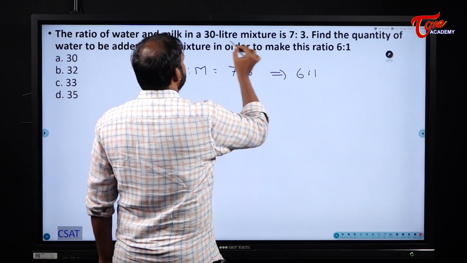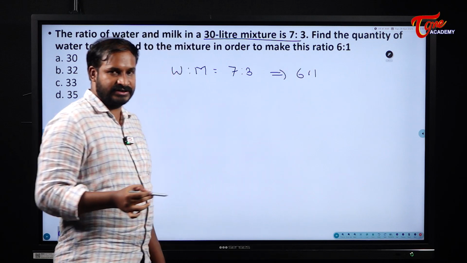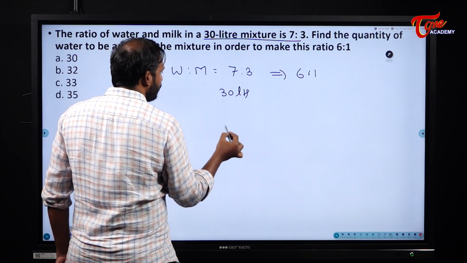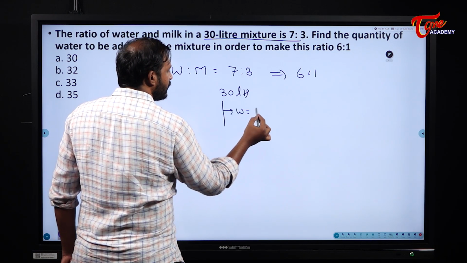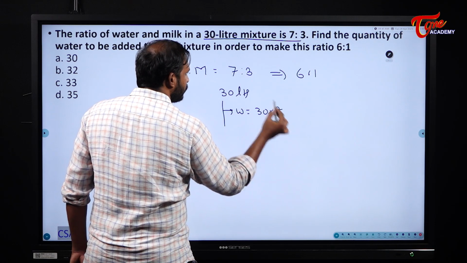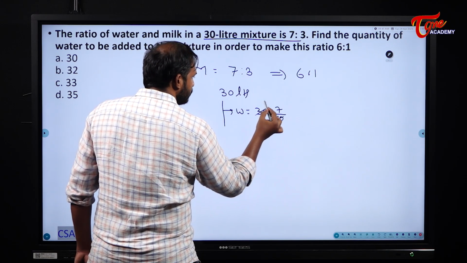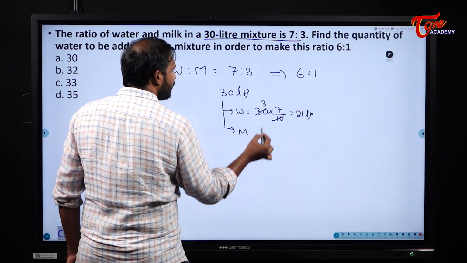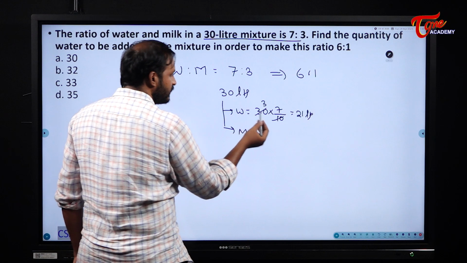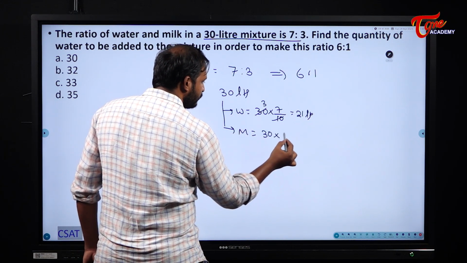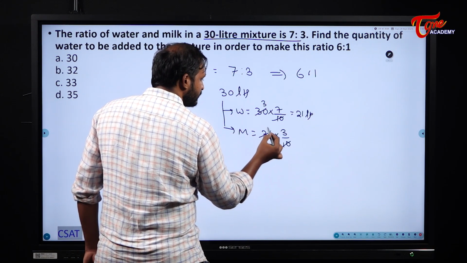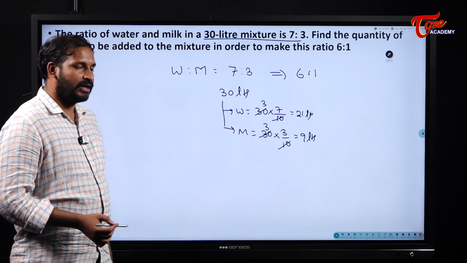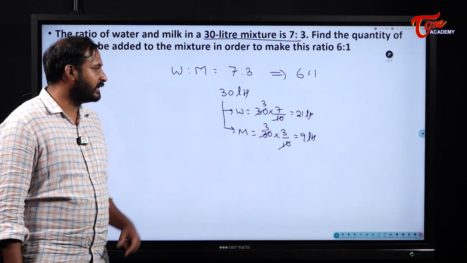Now, please see here. First of all, in 30 liters, if the ratio is 7:3, tell me what will be the water quantity. Water quantity will be 30 into 7 by the total number of parts, which is 10. 21 liters. For milk, directly you can say 30 minus 21 is 9, or else we will go with the basics, 30 into 3 by 10. 10 ones, 10 threes, 9 liters. So milk and water are in what quantity? 21 liters of water and 9 liters of milk.